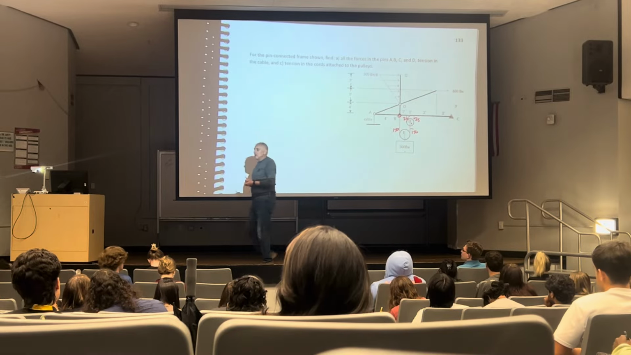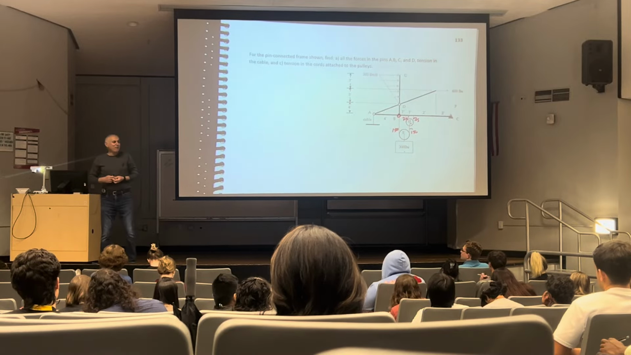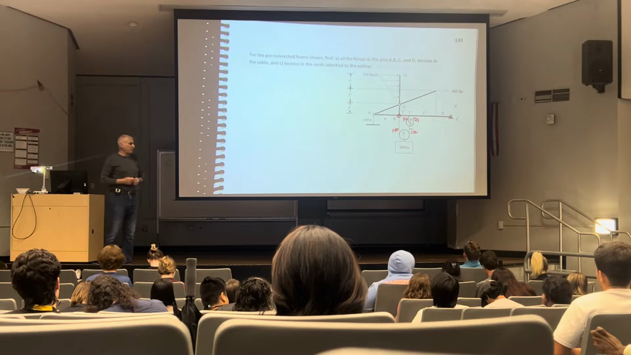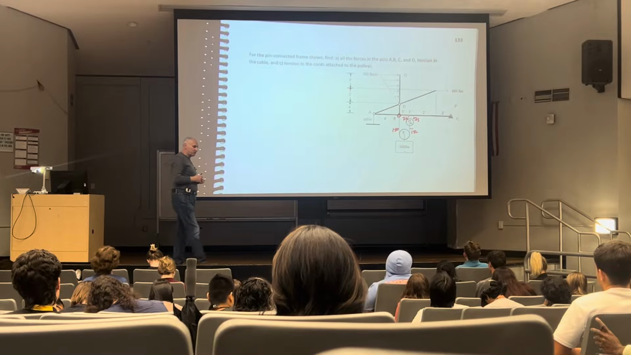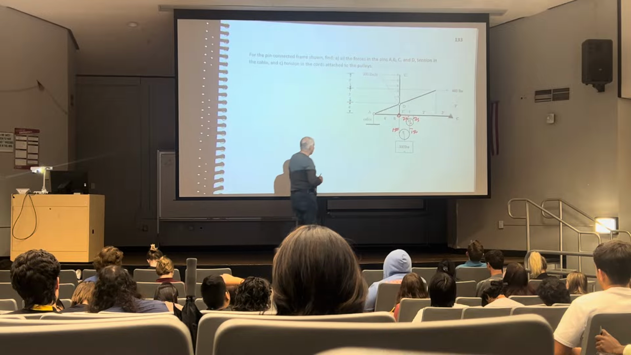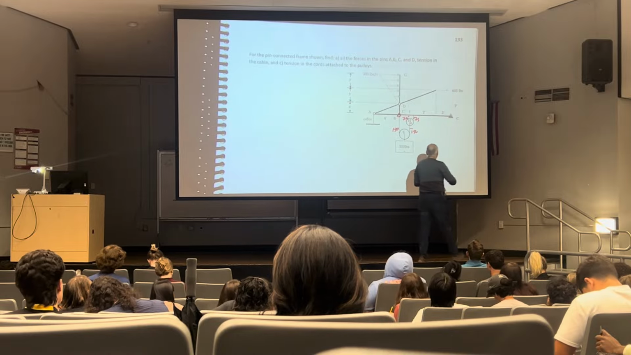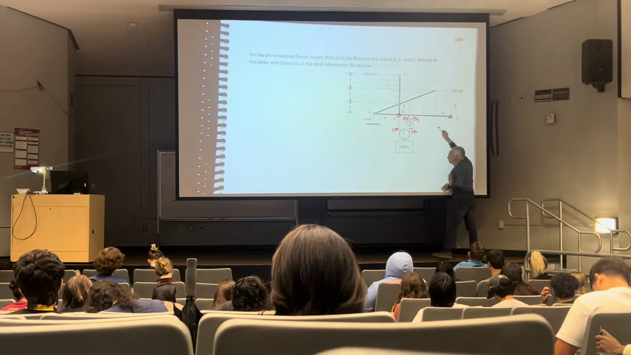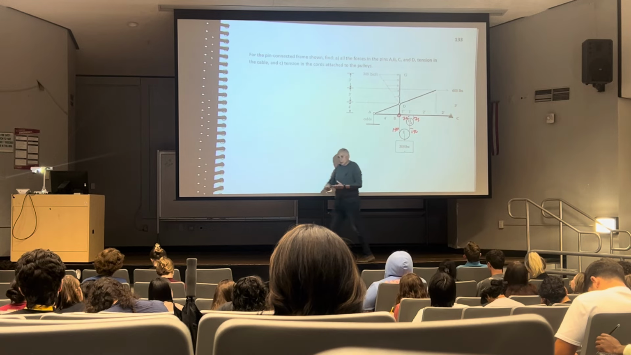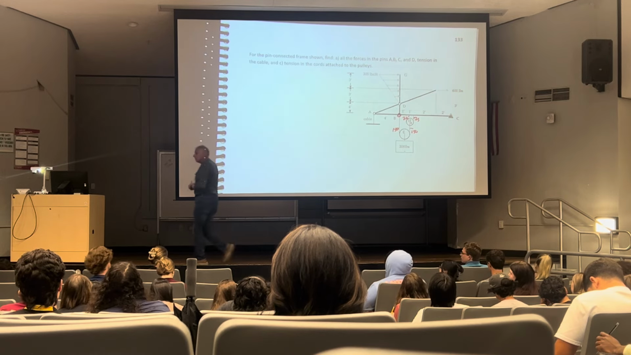Let me ask this question. Step 1 says, if possible, find the support reactions. Is it possible to find the support reactions here? Yes! I've got CX, CY, and I've got a cable tension. Those are the external support reactions, right?